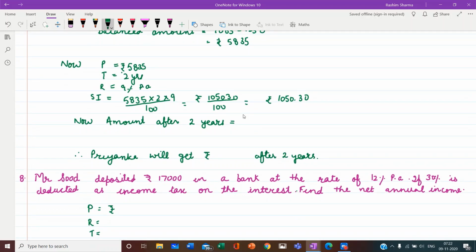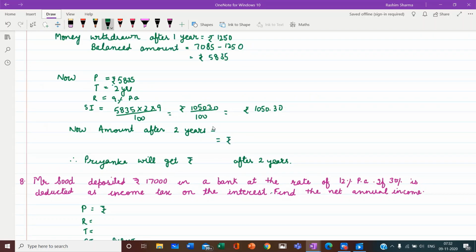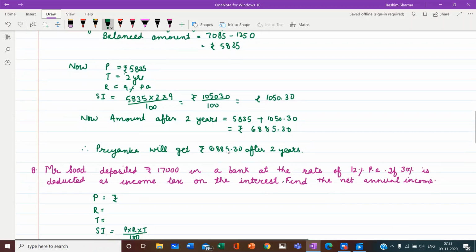That is the amount, we know, is principal plus simple interest. This is 5,835 plus 1050.30. So it becomes here 6,885.30. Okay, it means Priyanka will get rupees 6,885.30 after 2 years. Okay, now let us start with question number 8.